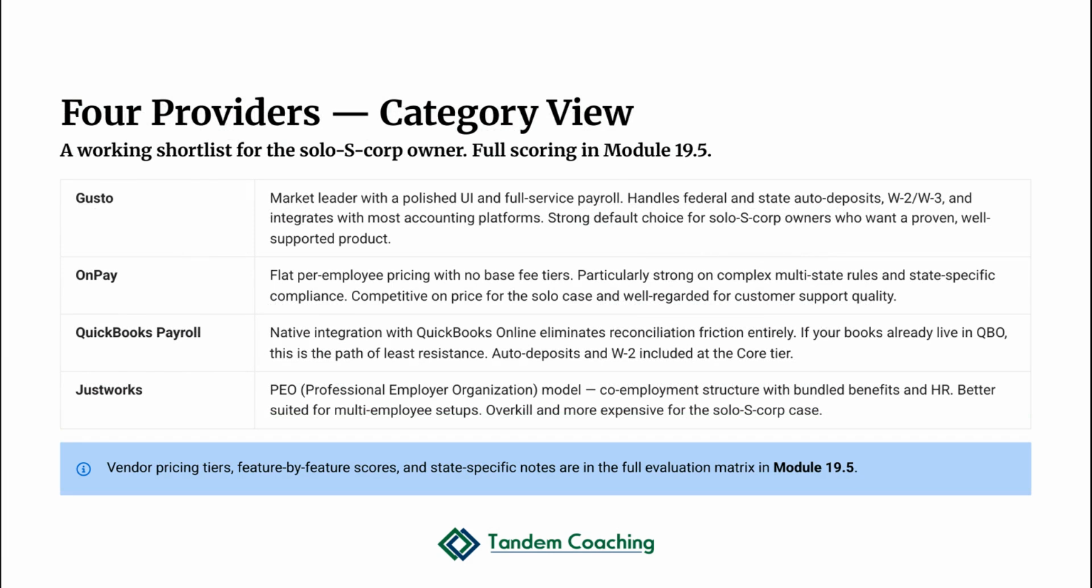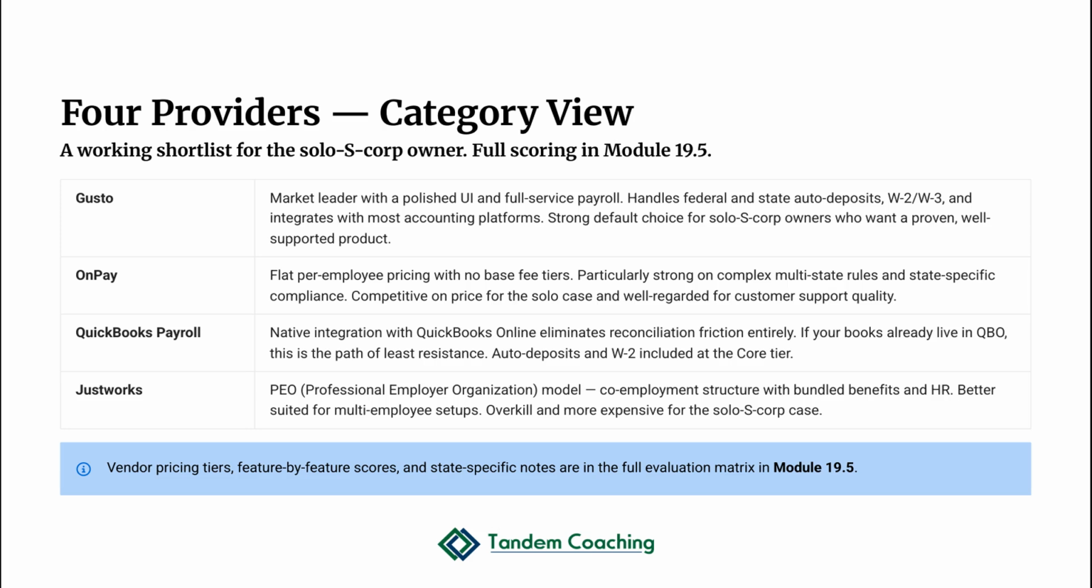4 providers, named at the category level so you can pick on the 2 filters that actually matter. Gusto, market leader for small business payroll, strong user interface, full service deposits and filings, solid for solo-S-corp and the standard recommendation. OnPay, strong alternative especially for states with complex payroll rules, transparent flat per employee pricing, all filings included.